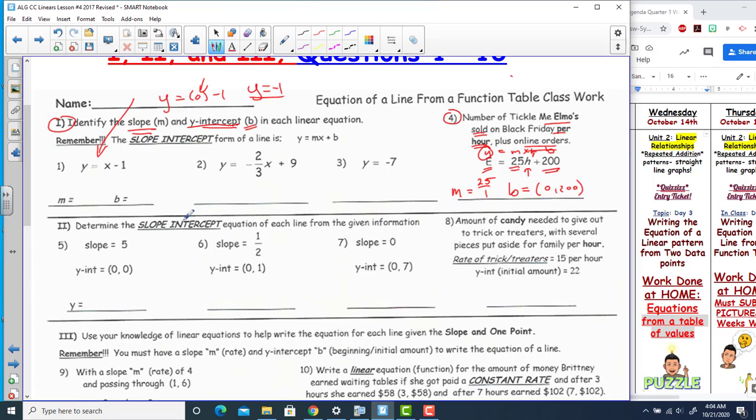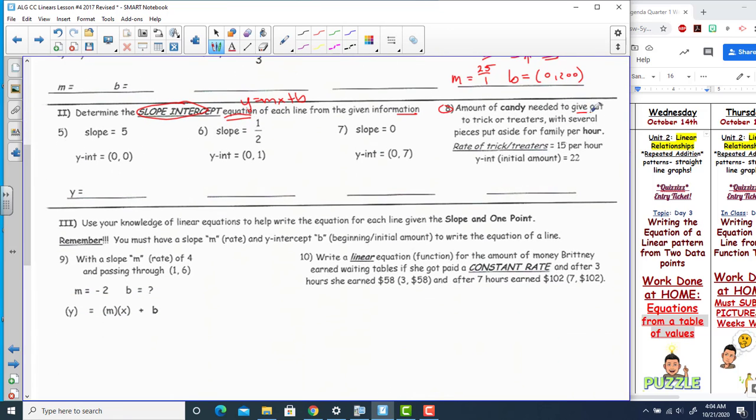When you take a look at Roman numeral 2, we're asked to determine the slope-intercept equation. So that just means the linear pattern in y equals mx plus b form. That's not the only form of formula, it's just the most popular one, of each line given the information. So again, I'll go to number 8. In number 8, we're asked to write a linear relationship describing the amount of candy needed to give out to trick-or-treaters with several pieces put aside for family per hour.